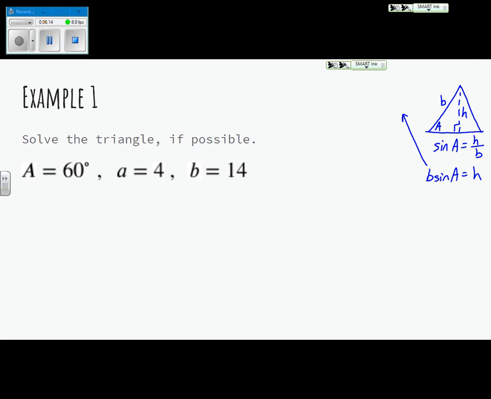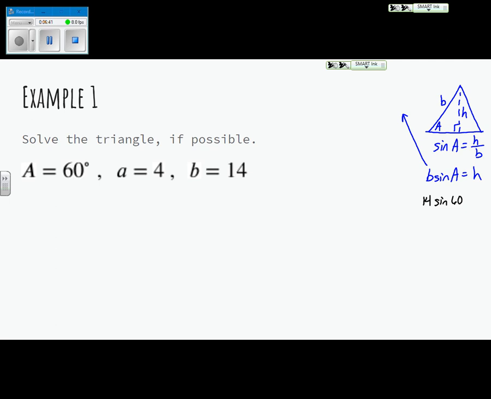So, first up, I want to make sure there is a triangle, all right? So what I can do is take my little formula over here, and plug in 14 for B, and then the sine of 60. And that will tell me the height of this triangle. Well, I'm going to go grab my calculator. I put it back at my desk.